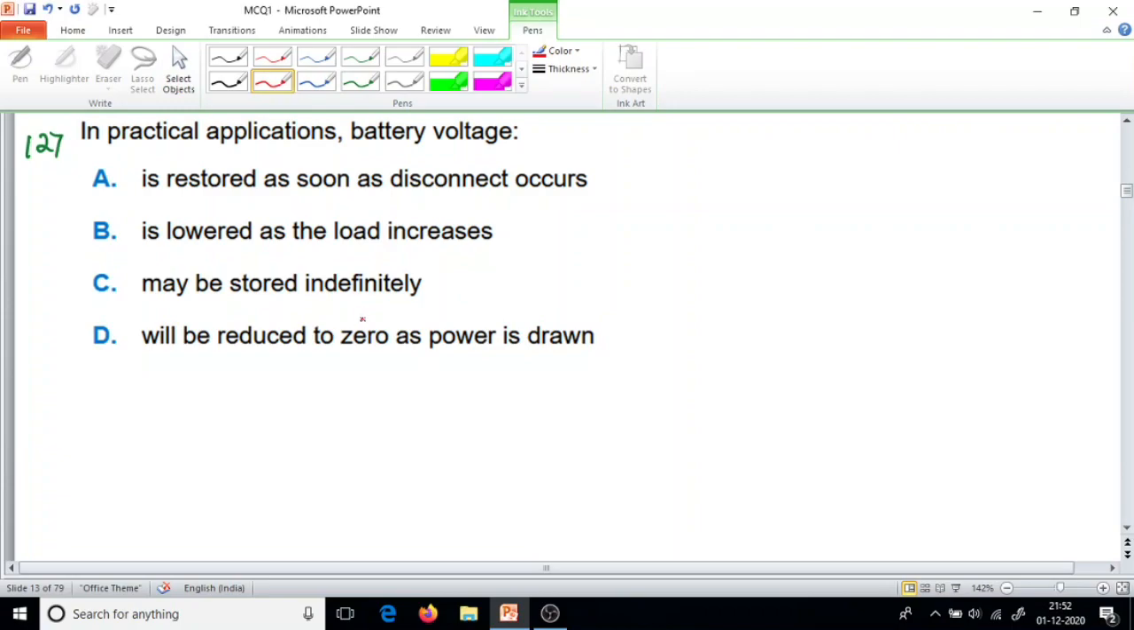Question number 12. In practical applications, what happens to battery voltage? Is restored as soon as disconnect occurs, is lowered as the load increases, may be stored indefinitely, will be reduced to zero as power is drawn. The battery terminal voltage will reduce when load increases. Answer is option B.